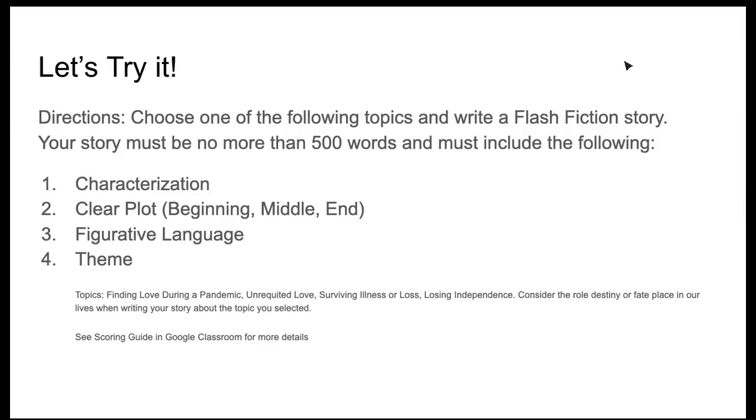So you're going to choose one of the following topics, which are found at the bottom, and write a flash fiction story. Your story must be no more than 500 words and must include the following. 1. Characterization. Your character must be developed. 2. There has to be a clear beginning, middle, end. 3. I need you to attempt to incorporate figurative language in your flash fiction story. 4. There must be a theme.